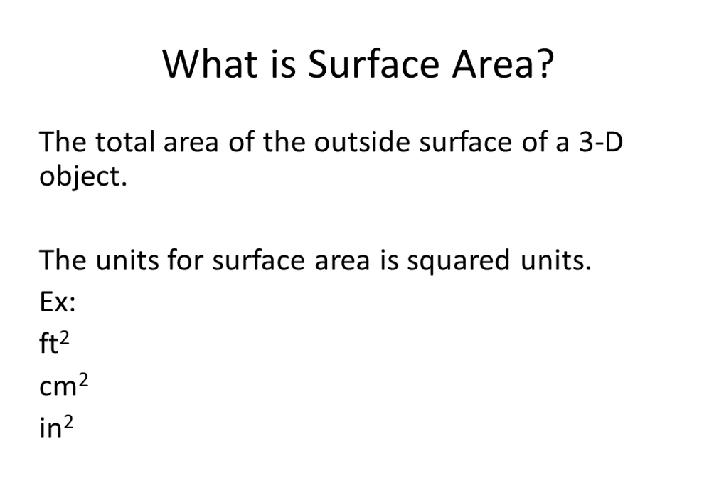So in the last video that you watched, you should have learned about volume. Well, volume and surface area are different in the sense that the volume was all the stuff on the inside, whereas the surface area is going to be everything on the outside. It's the total area of the outside surface of a 3D object. The units for surface area are squared units. So for example, feet squared, centimeters squared, inches squared. So it's no different than your regular area when you're finding the area of a 2D shape.